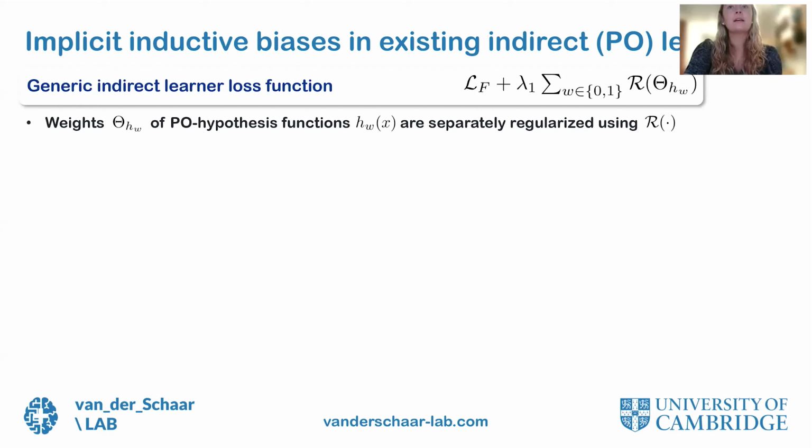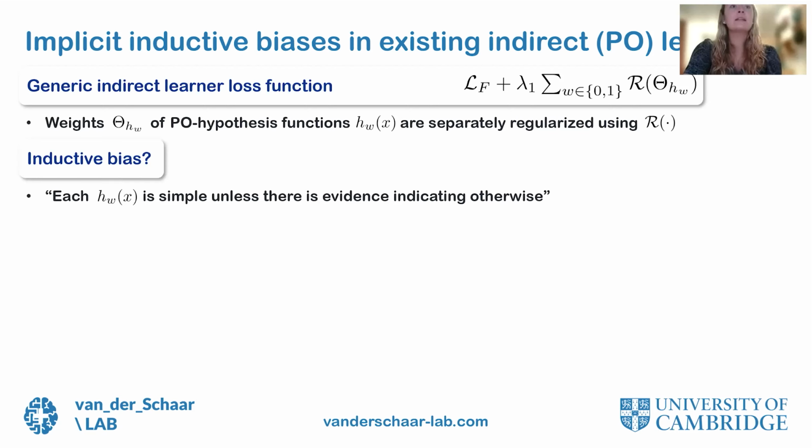But the thing is, you have an implicit inductive bias in this that you might not want, as normally these indirect learners are trained using some loss function that looks something like here on the slide, where you have a factual loss and some regularization of the weights. And usually the weights of these hypothesis functions are separately regularized using some regularizer, usually an L2 regularizer. And given that they are separately regularized, you get an inductive bias that says something like each hypothesis is simple unless there's evidence indicating otherwise. And here what simple means depends on what kind of regularizer is being used. So for example, it could be sparse, it could be smooth.